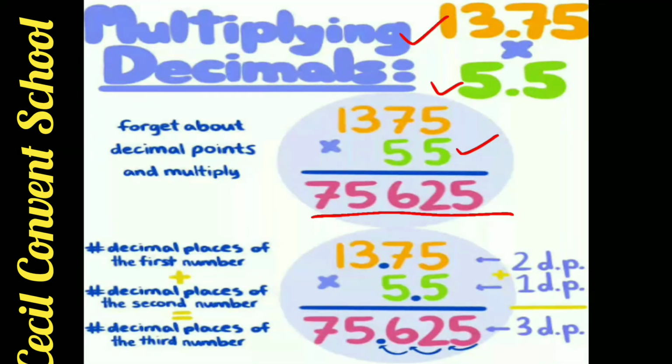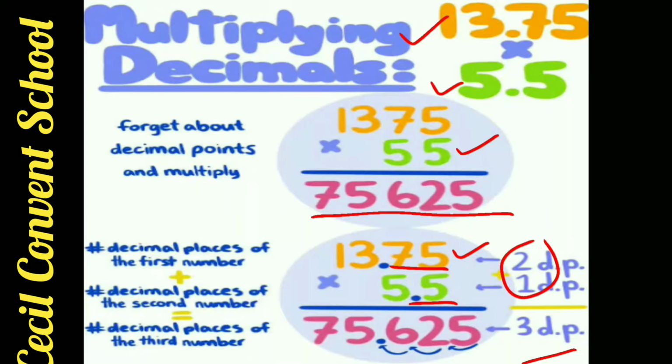Clear? Then you will see 13.75. In 13.75, how many decimal places? 2, the 7 and 5. And in 5.5, how many decimal places? Only 1. So 2 plus 1 is 3. Now, students, you have to put a decimal after 3 numbers, counting from the back side. When you count, the decimal comes after 75, so the answer is 75.625. Clear? The first step is to multiply the numbers as you do with whole numbers.